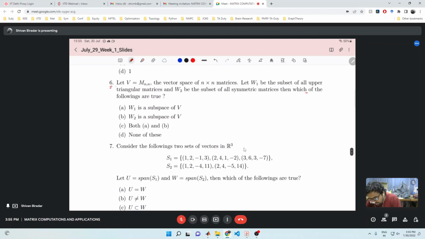We'll move on to the sixth question. Let V be M n cross n, the vector space of n cross n matrices. Let W1 be the subset of all upper triangular matrices. Let us say that we have a 4 cross 4 matrix. These are your diagonals. All the upper triangular matrices would mean that the elements in this upper part would not be equal to 0, and all of the elements below this would be 0.